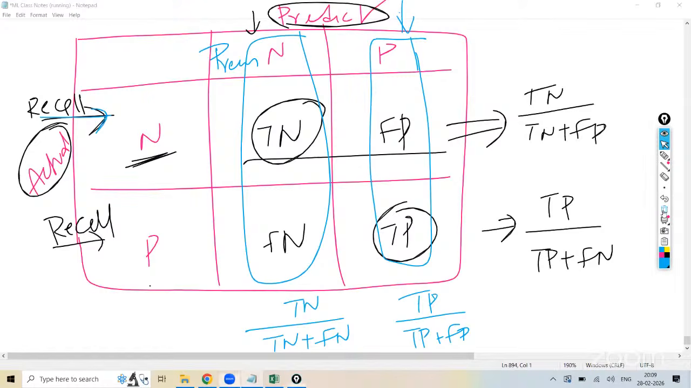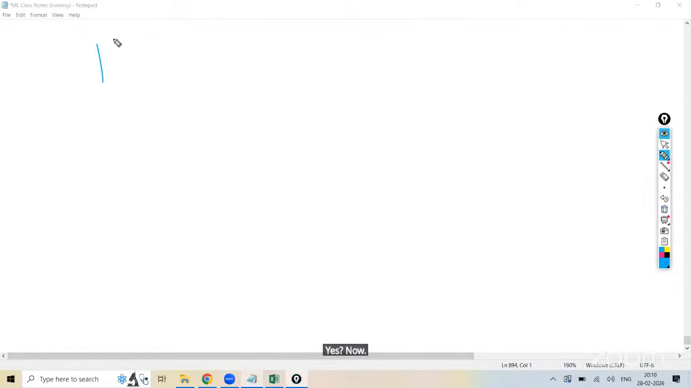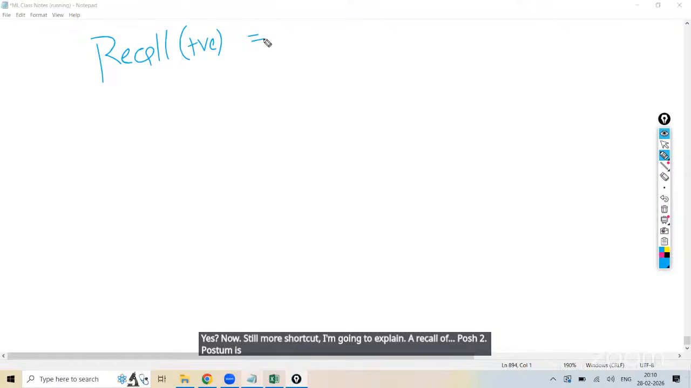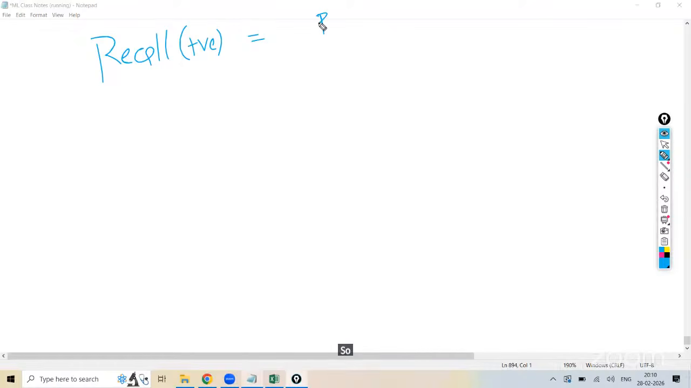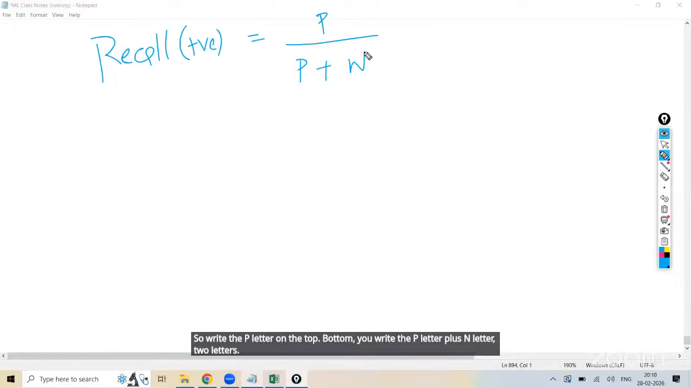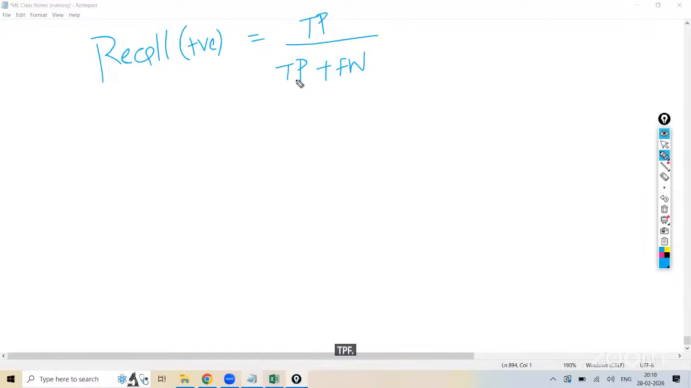Yes? Now, still more shortcut I'm going to explain. Recall of positive. Positive means P letter, na? So write the P letter on the top. On the bottom, you write the P letter plus N letter, two letters. Opposite words you have to write: T, T, F. TP opposite is FN. Opposite means what? T letter opposite is F letter. P letter opposite is N letter.